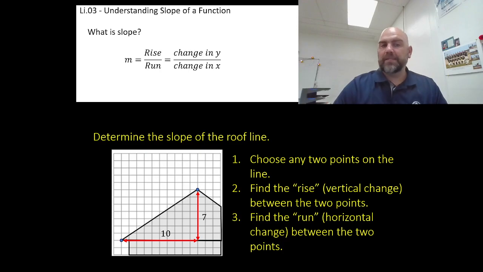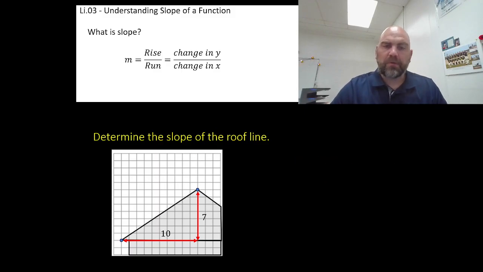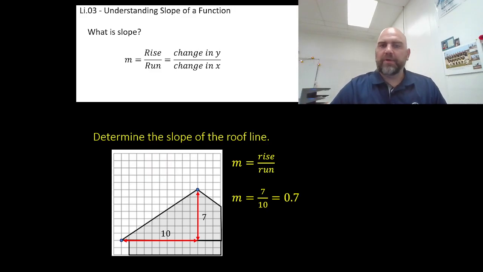Now, when we combine these into a fraction, it's going to represent a number that shows how steep a slope is. So let's take a look at the next parts here. We know our formula that's given to us just above there. It's m, okay? So m being our slope is rise over run. Our formula that we're going to plug in here is m is equal to 7 over 10, which gives us a slope of 0.7.